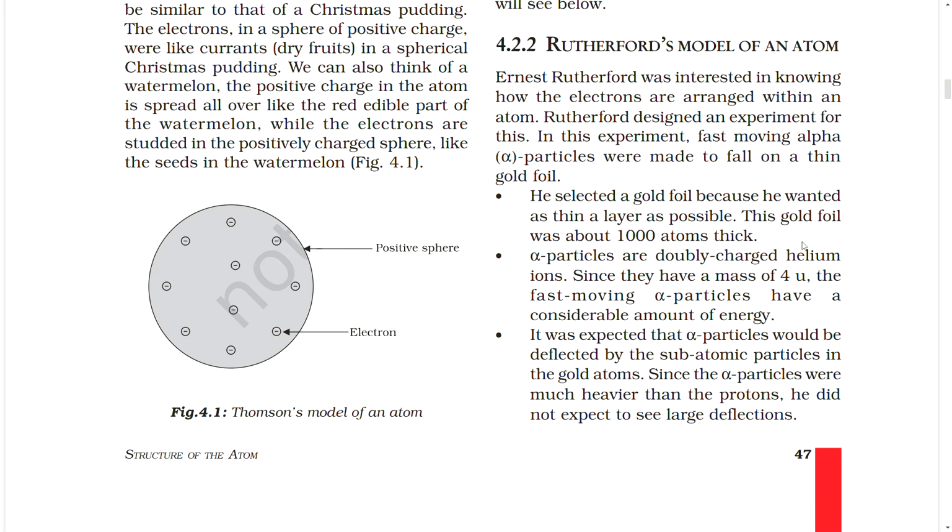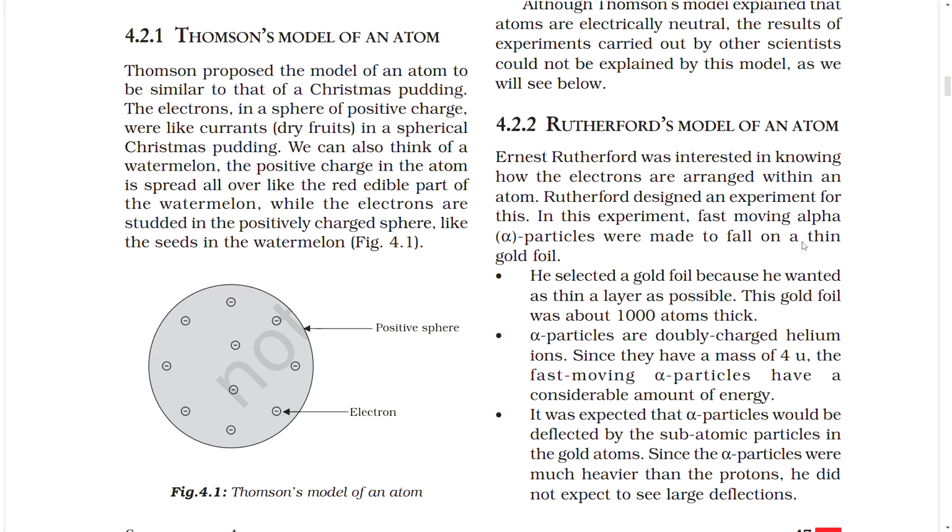4.2.2 Rutherford's model of an atom. Ernest Rutherford was interested in knowing how the electrons are arranged within an atom. Rutherford designed an experiment for this. In this experiment, fast moving alpha particles were made to fall on a thin gold foil.